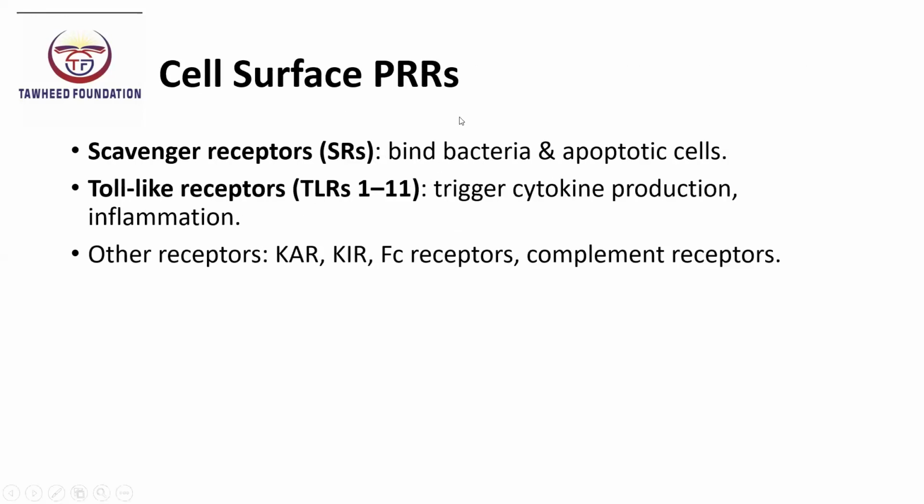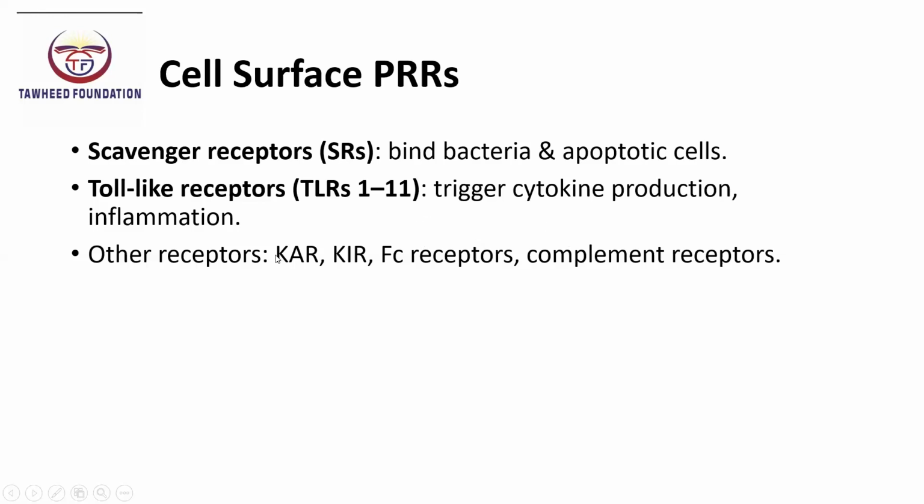Next is cell surface PRRs. On the cell surface, PRRs include scavenger receptors, that is SRs, which bind bacteria and apoptotic cells, and toll-like receptors, that is TLRs, which are perhaps the most important PRRs. TLRs trigger the production of cytokines, promoting inflammation and directing immune cells to the site of infection.